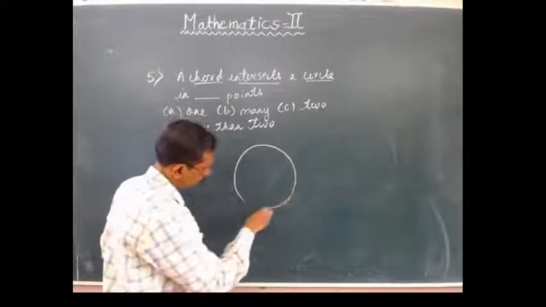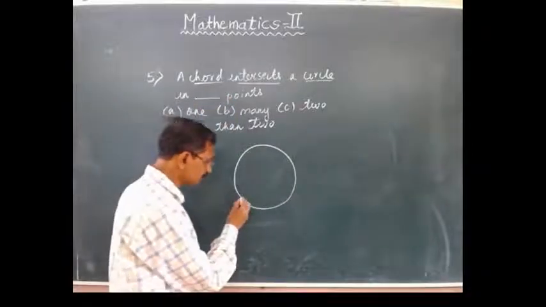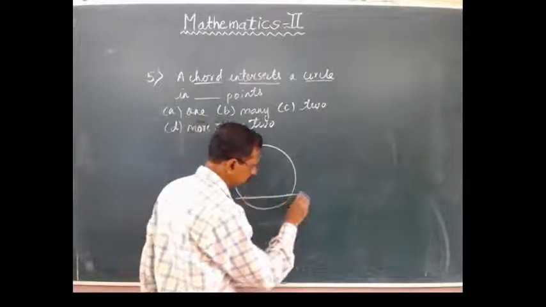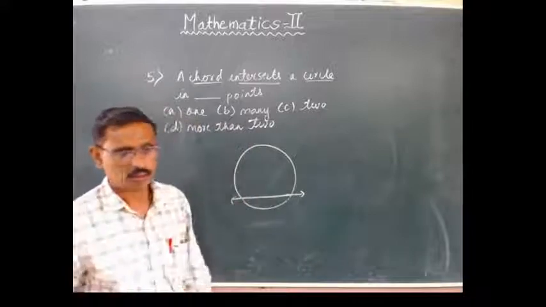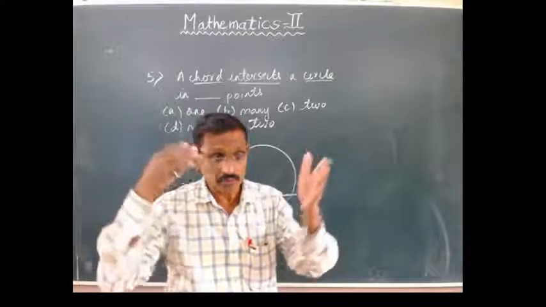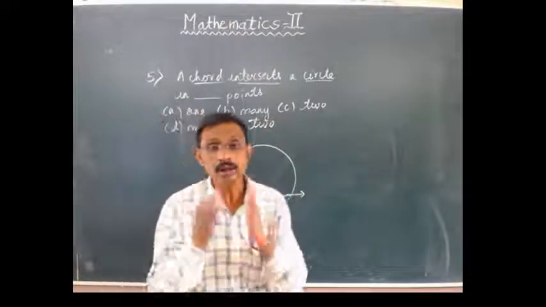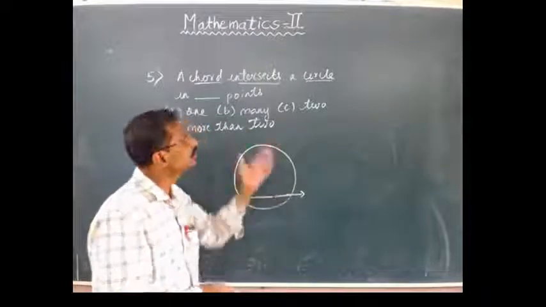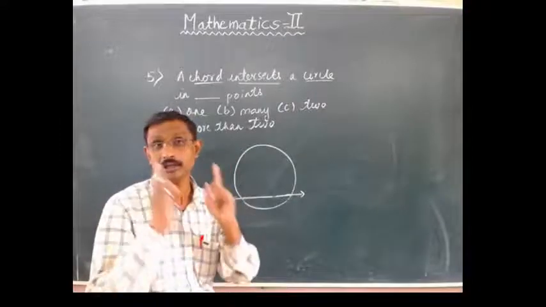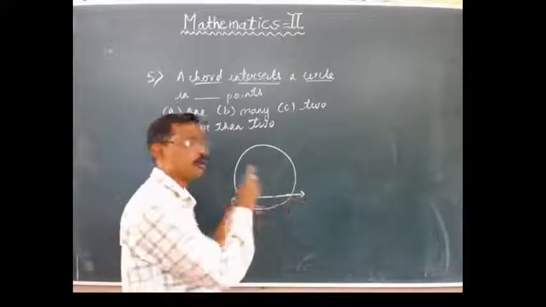I've got a circle, right? A chord intersects the circle. Intersecting means when it penetrates, when it moves through the circle. So when a chord intersects the circle, how many points can you see? Look at the point of intersection. How many points can you find?